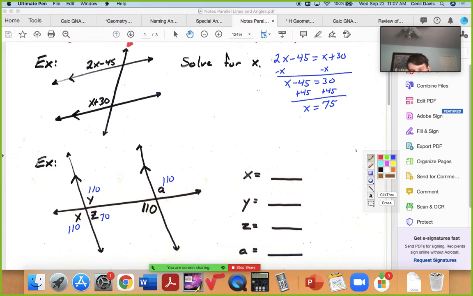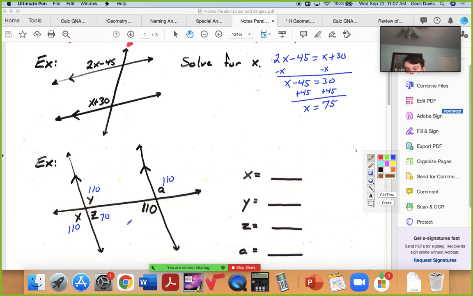Okay, so there are three different things that I could say that it was supplementary to. I need to get some other people involved. How do I know that z is 70? Well, because x is 110 and you know it's a supplementary line. Yes, because what kind of angles are these two angles? Same side. Same side what? Interior. Same side interior, exactly right. They're same side interior and the lines are parallel, so they're supplementary.